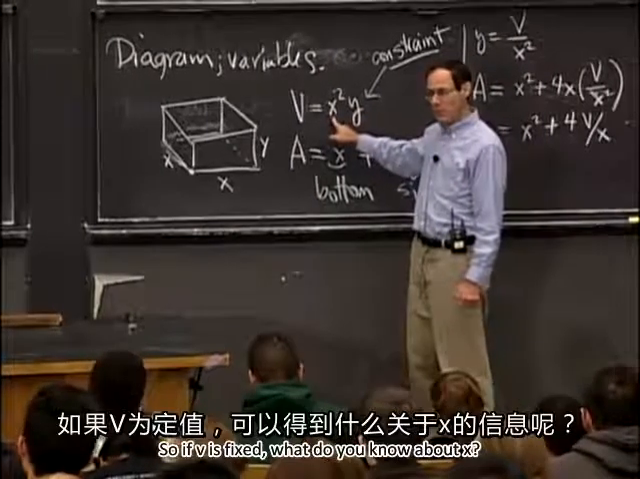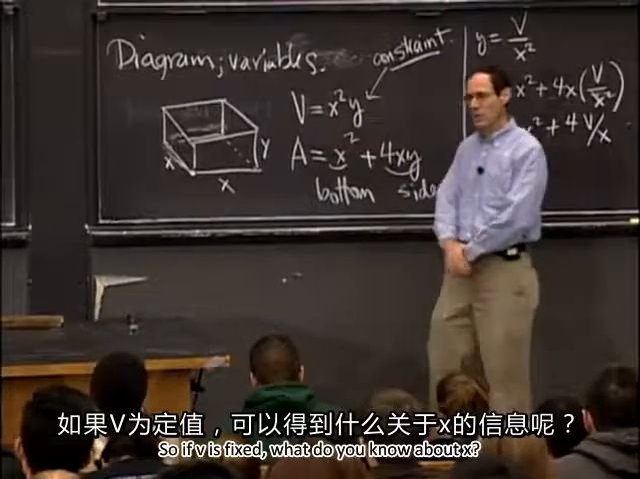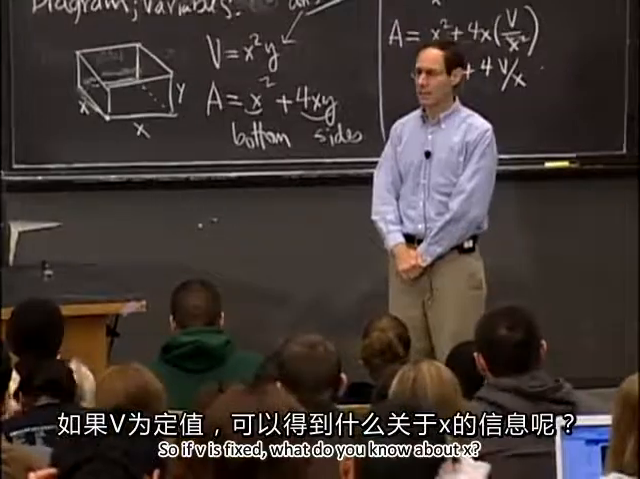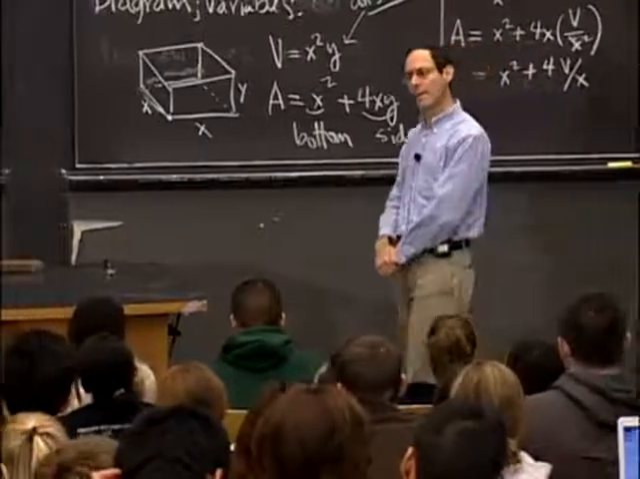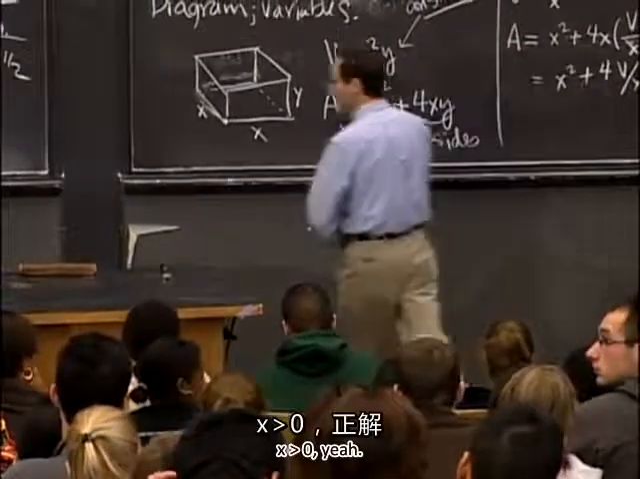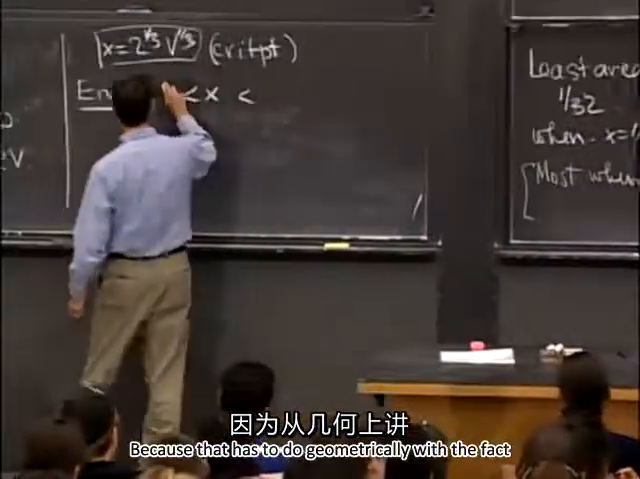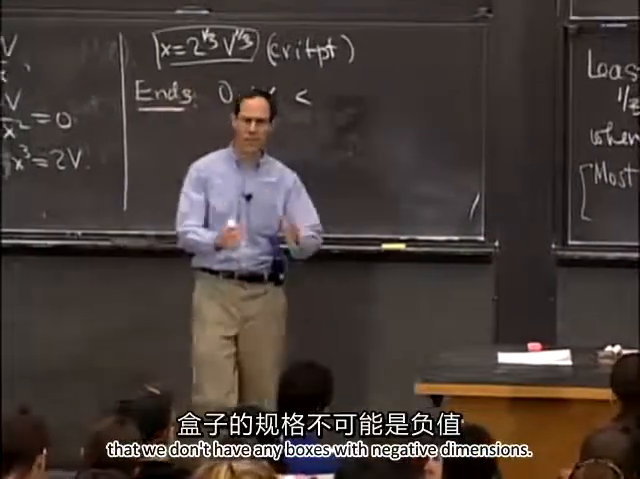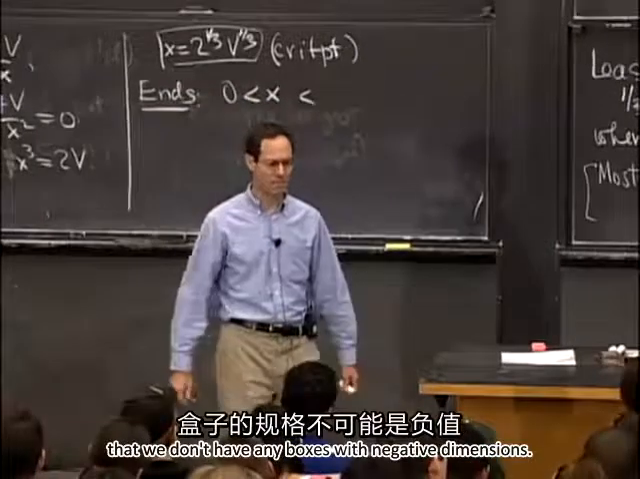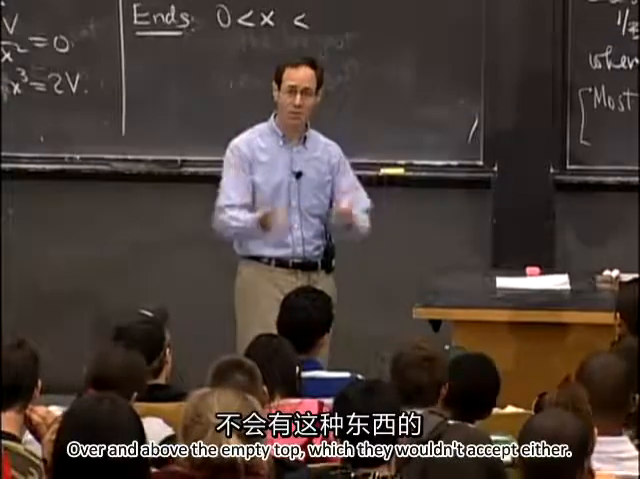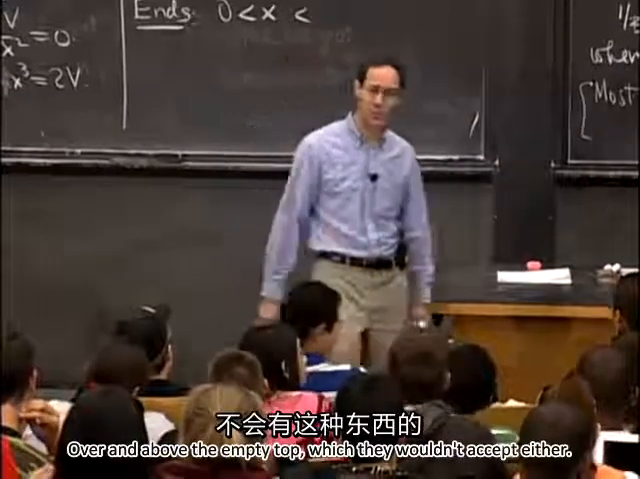So if v is fixed, what do you know about x? X is greater than 0. Yeah, the lower end point, that's safe because that has to do geometrically with the fact that we don't have any boxes with negative dimensions. That would be refused by the post office, definitely, over and above the empty top, which they wouldn't accept either.